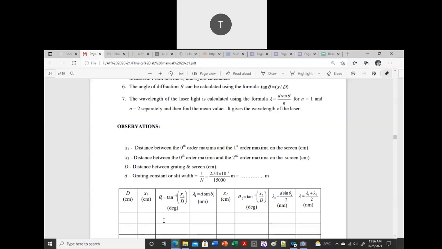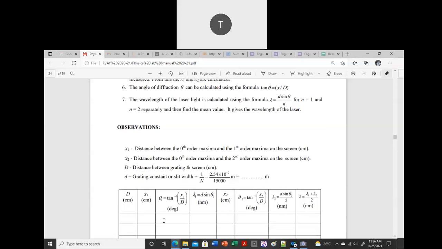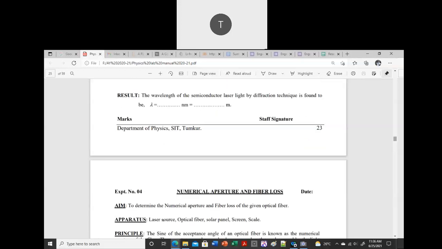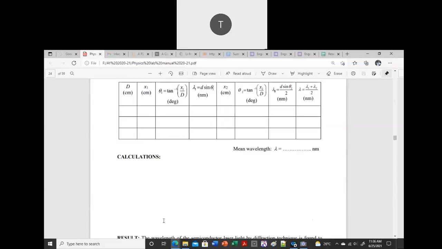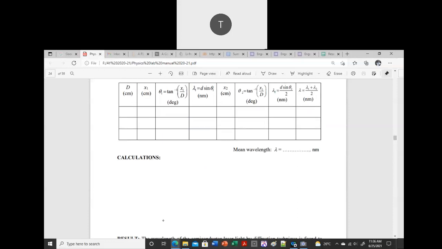In the second case, for x2, you take theta 2 as tan inverse of x2 by D. Then lambda 2 is nothing but d sin theta 2 by n, where n is equal to 2 because you are taking the second order. Then you take the average of lambda 1 and lambda 2. That would give the wavelength of the light. The reason you do this is just to minimize the error. So you take different lengths, maybe like 5 centimeter, 10 centimeter, and 15 centimeter.